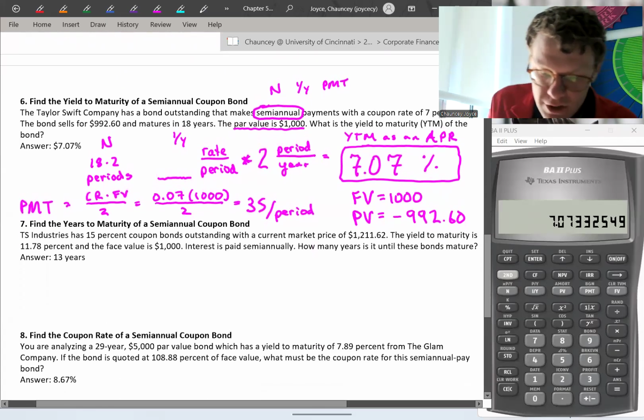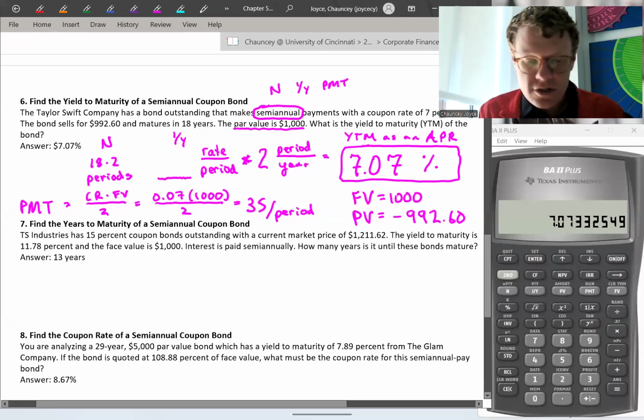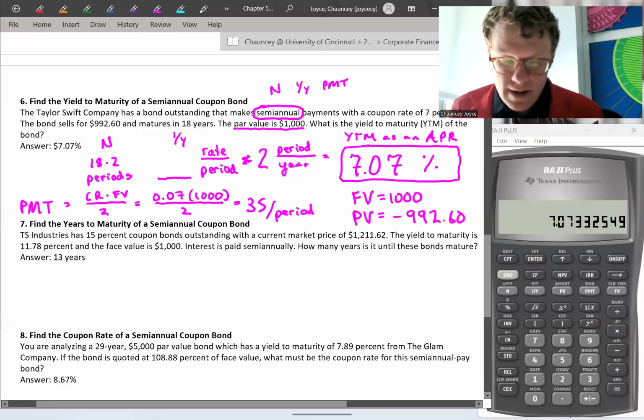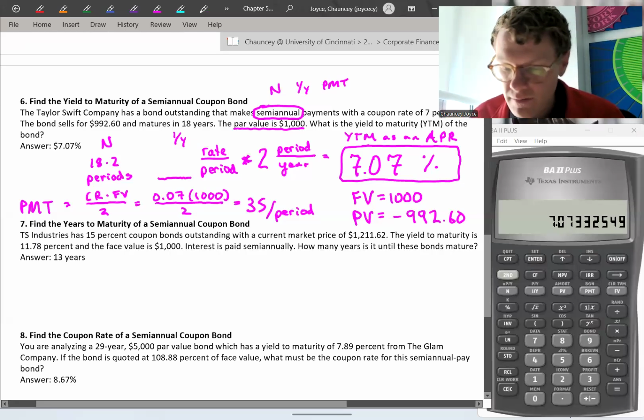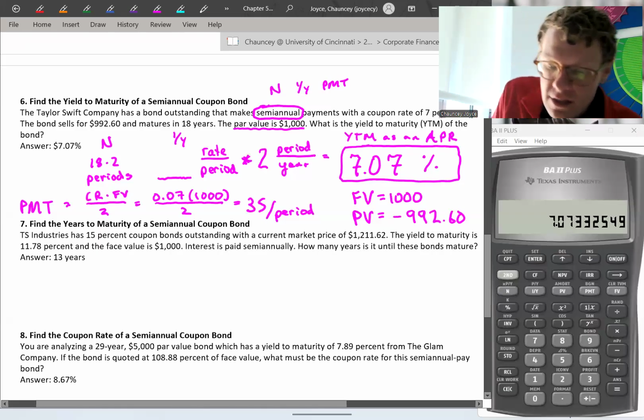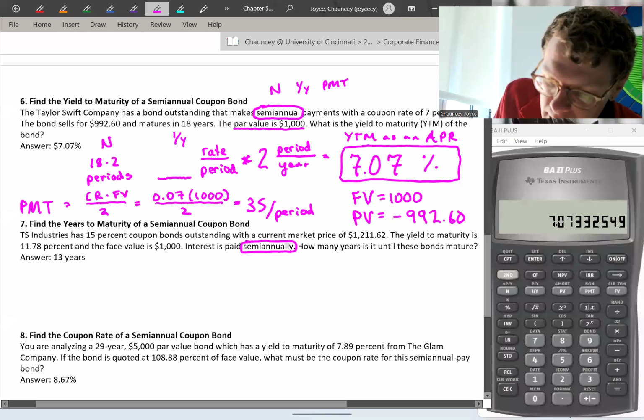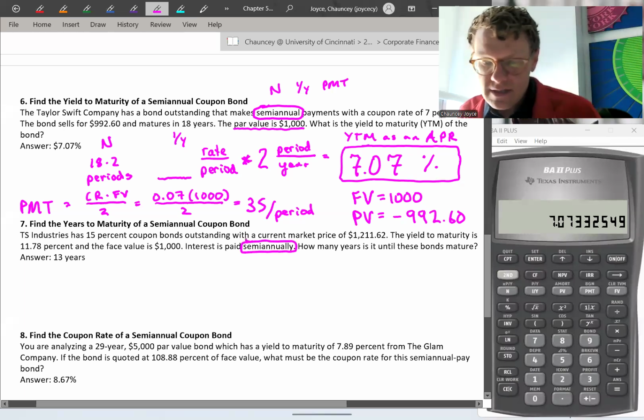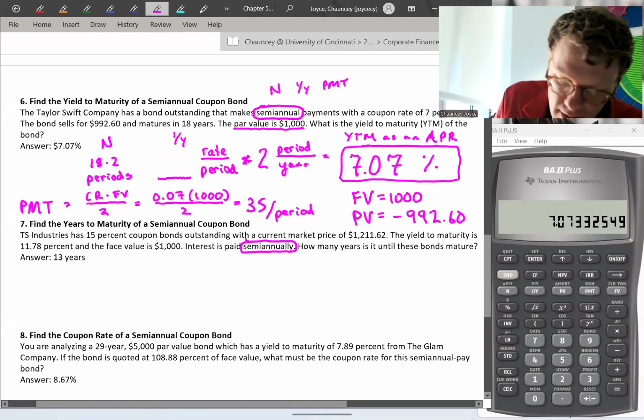Find the years to maturity of a semi-annual bond. TS Industries has a 15% coupon bond outstanding with a current market price of $1,211.64. The yield to maturity is 11.78%. Face value is 1,000. Interest is paid semi-annually. How many years is it until these bonds mature? So let's take a look.